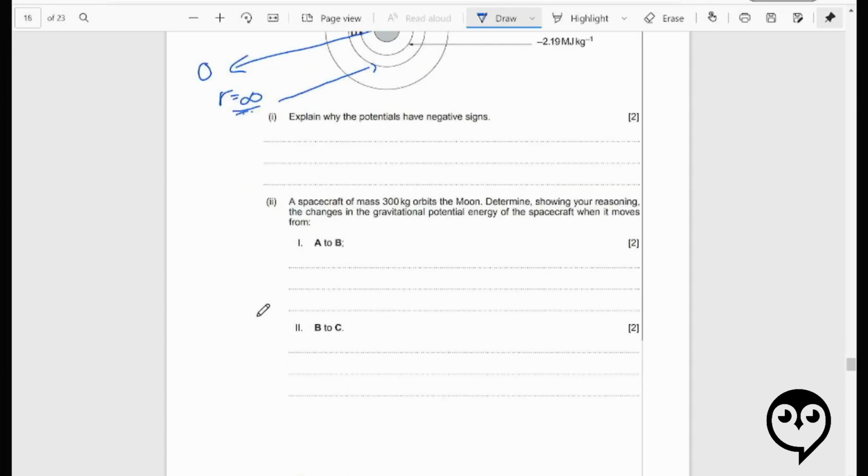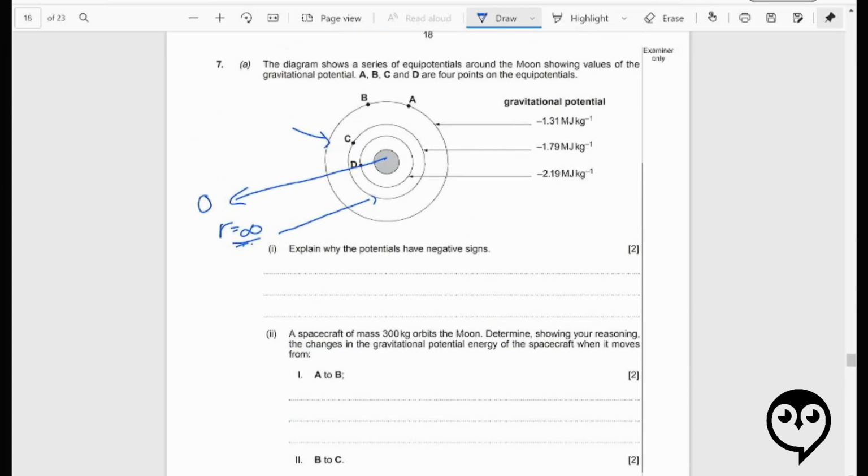Okay, a spacecraft of mass 300 kilograms orbits the moon. Determine, showing your reasoning, the changes in gravitational potential energy when it moves. Okay, well, let's see. From A to B, there's no change in gravitational potential energy because the r is unchanged. r is constant, so no change in gravitational potential energy.